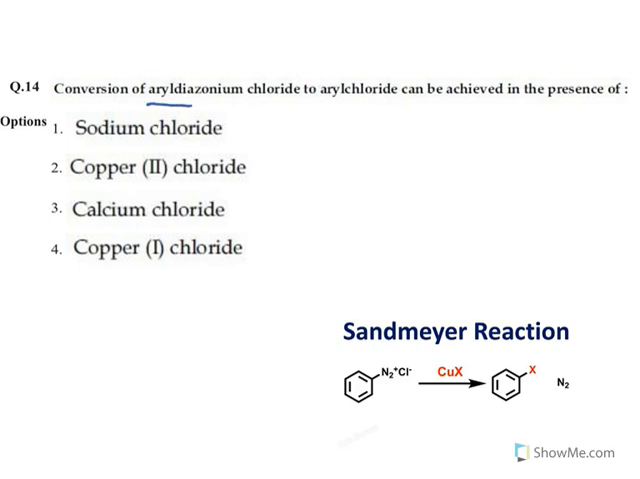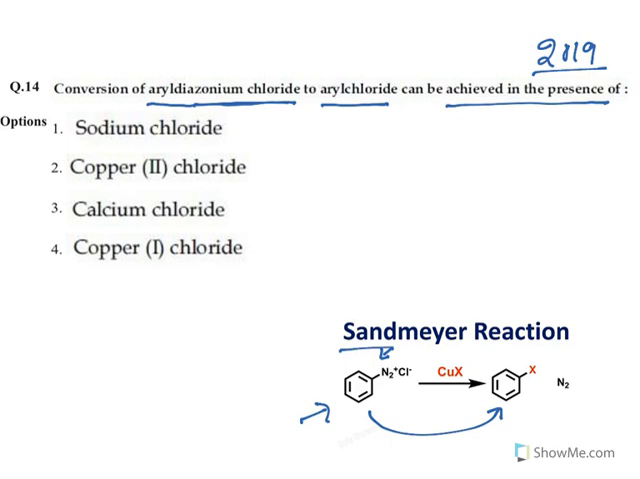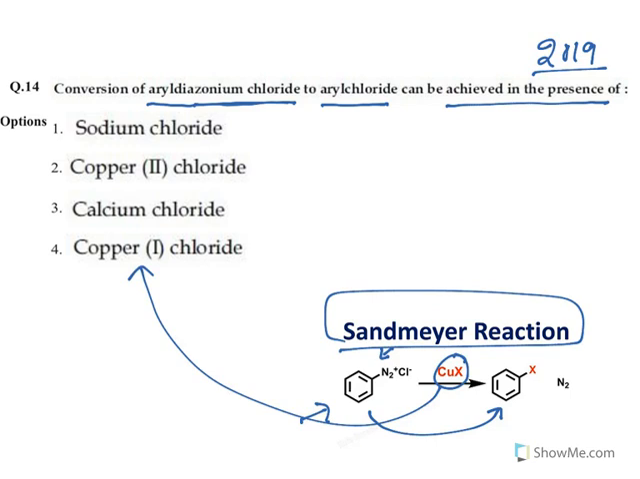See, the conversion of aryl diazonium chloride. Again, this is from GPAT 2019. Aryl diazonium chloride to aryl chloride. Diazo means 2 nitrogens. Diazonium chloride to aryl chloride is achieved in the presence of, see, again this reaction is the Sandmeyer reaction. And this uses copper salts. So again they are asking what the medium is, what is required to do this conversion. By the way, this reaction is a very important one.